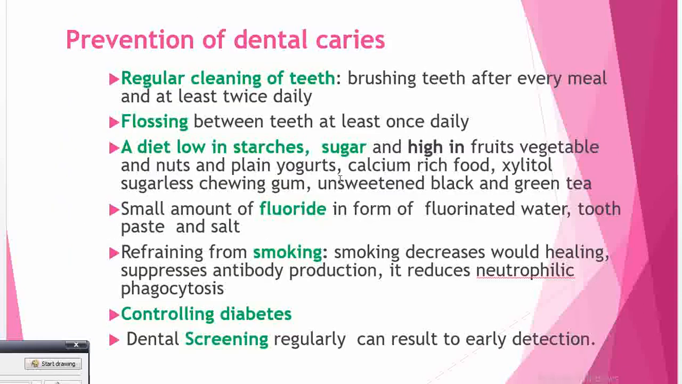Those are complications. Then you have prevention of dental caries, which are just common things: regular cleaning, flossing between your teeth at least once daily, a diet low in starches, not using too much sugar, and a small amount of fluoride in the form of fluorinated water. Then refrain from smoking. Smoking decreases wound healing, suppresses antibody production, and reduces neutrophilic phagocytosis. It can also be prevented by controlling diabetes, because diabetes is one of the contributors to tooth decay by reducing saliva production. Have regular dental screening as well.